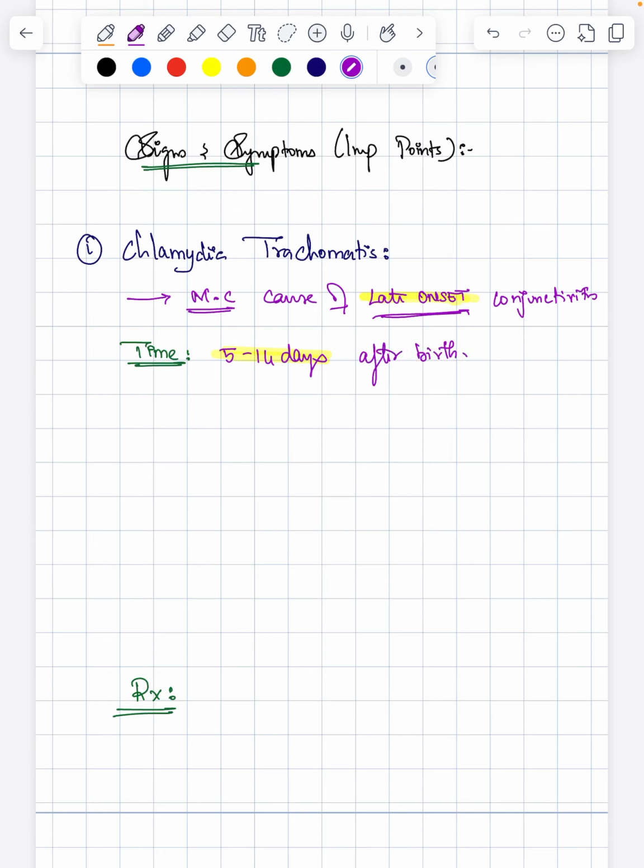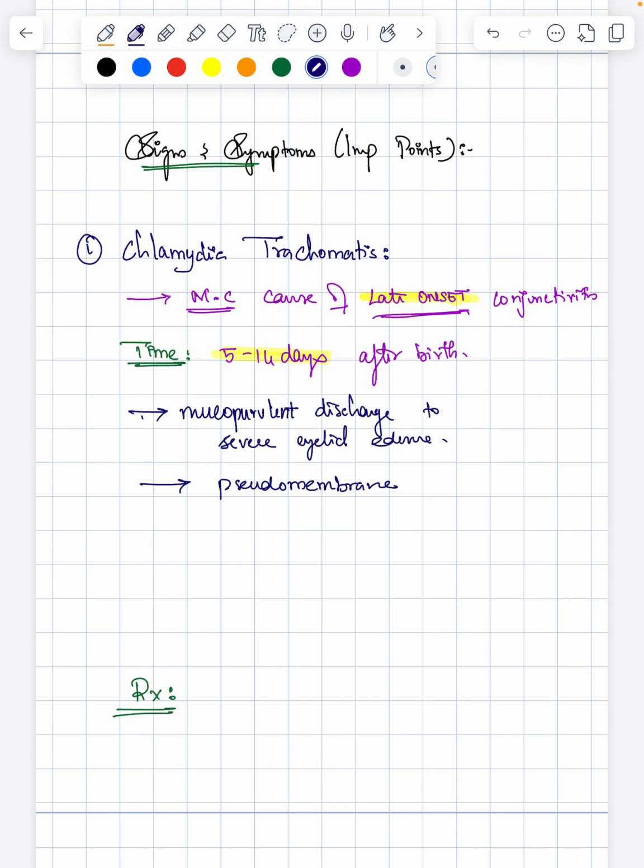What are the important points regarding Chlamydia trachomatis? The child can have a mucopurulent discharge, presenting with severe eyelid edema. The child can also have pseudomembrane formation. This pseudomembrane formation is not pathognomonic for Chlamydia trachomatis. It can also occur in viral conjunctivitis and in bacterial conjunctivitis, such as streptococci and staphylococci.